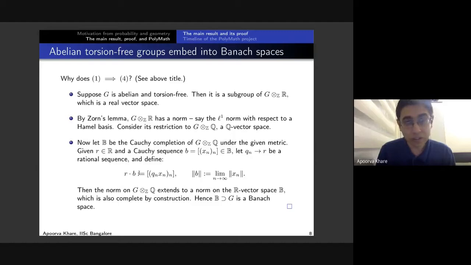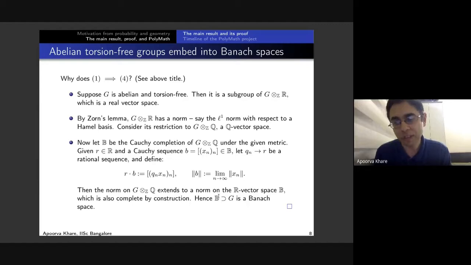You can check that this is obviously complete because it's the Cauchy completion. And so it's a Banach space. But not only is it a Banach space, it is indeed the smallest Banach space containing G. Because if B' is any Banach space containing G, then B' must contain this Q vector space. And therefore, B' being complete, it must contain the Cauchy completion. So B' must contain B. So this is why it's the smallest Banach space containing G.